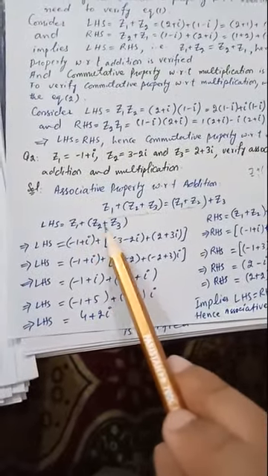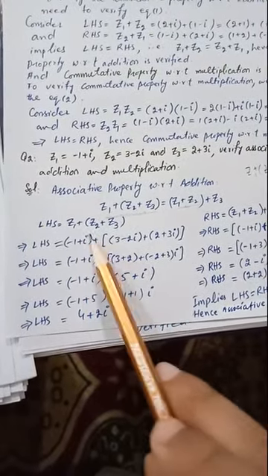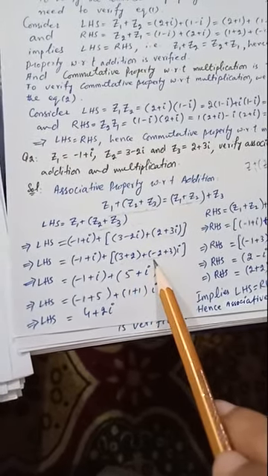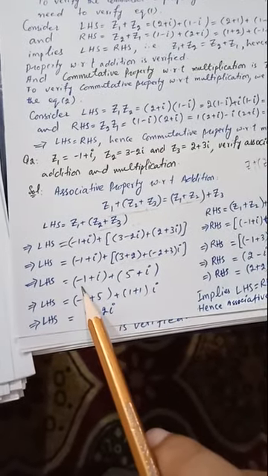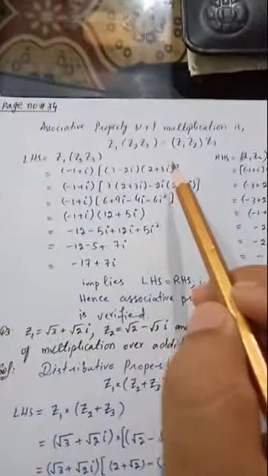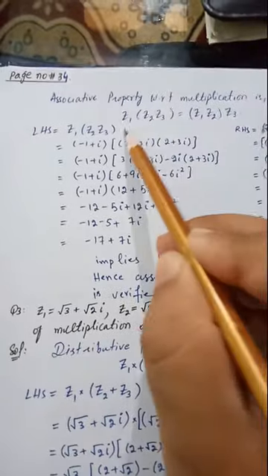So now z1 plus z2 plus z3. So this is z1. First of all, add z2 and z3 because they are in bracket, and then when you get a single complex number from this, you add that complex number with minus 1 plus iota, and similarly this is the right hand side. So it is so much easy. Similarly with respect to multiplication, this is the associative property with respect to multiplication.